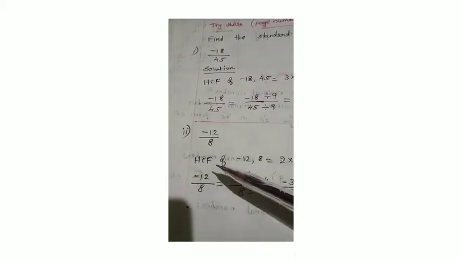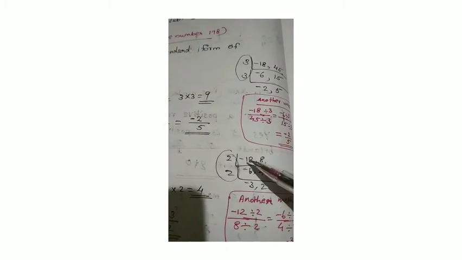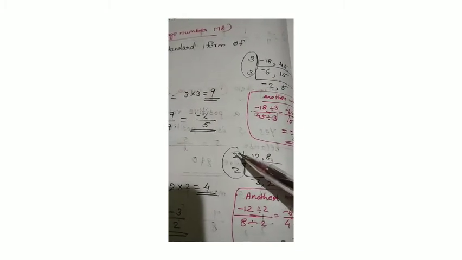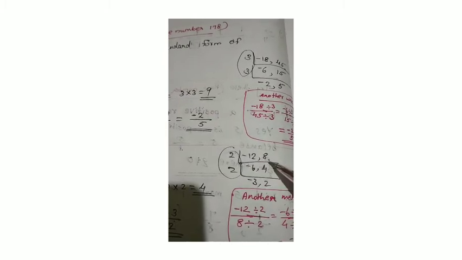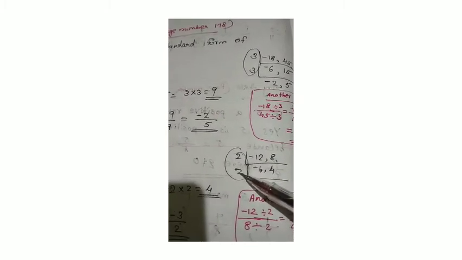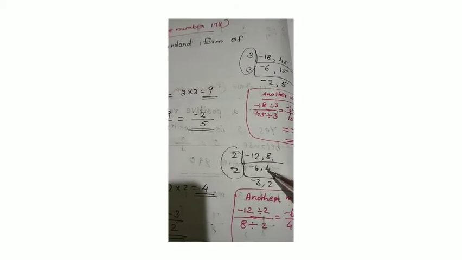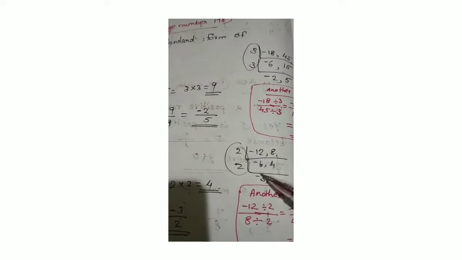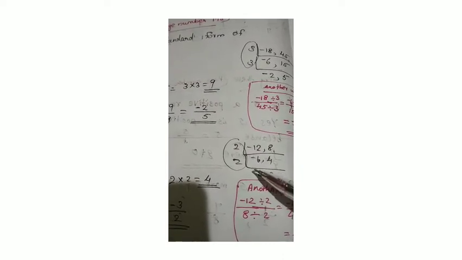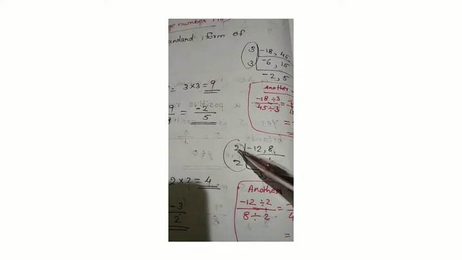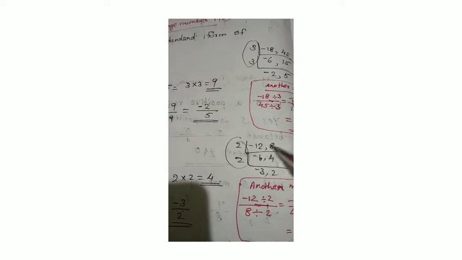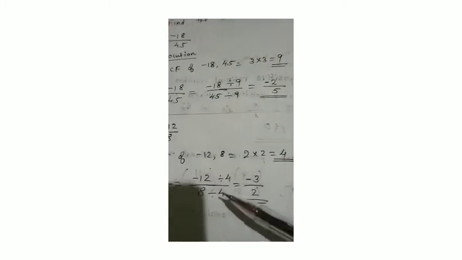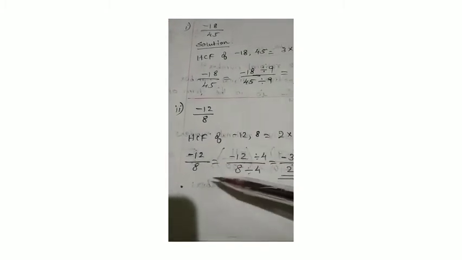Next question was negative 12 on 8. So HCF of negative 12 and 8. Common factor is 2. We can divide both negative 12 and 8 by 2. Okay. Then negative 6 and 4. Then again we can divide this by 2. Then negative 3 and 2. So there is no other common factor except 1. So here 2 and 2 is common for both numbers. So 2 times 2, 4. So we can divide this numerator and denominator by 4. At the time we will get negative 3 on 2.